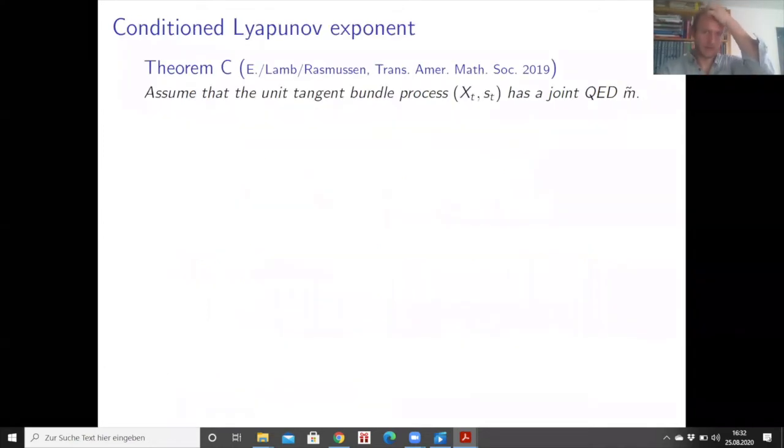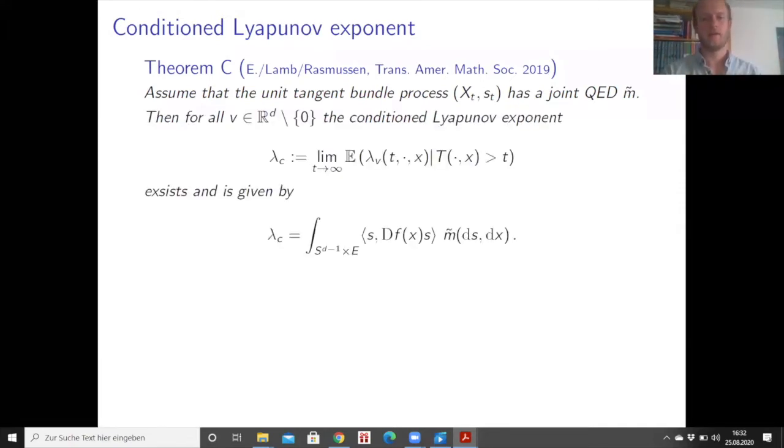So let me then just explain briefly that if we have all this, this quasi-ergodic distribution, which under good elliptic conditions we will find, for the unit tangent bundle process, so for the original plus the directions on our tangent space, then we can define something we call the conditioned Lyapunov exponent, which is now really the expectation of these finite time Lyapunov exponents always conditioned upon survival. And in the limit, we get this formula as before. So we get a Furstenberg-Khasminskii formula, a functional with respect to this quasi-ergodic distribution.